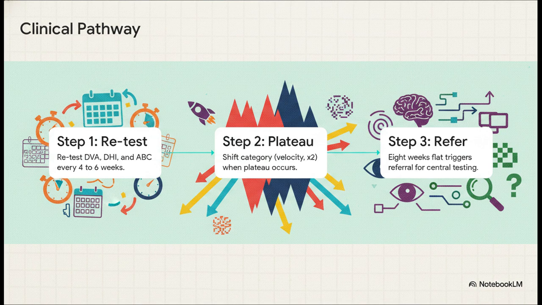To make this totally actionable on the clinic floor, here are your 3 steps. Step 1, retest DVA, DHI, and ABC every 4 to 6 weeks. Step 2, remember a plateau triggers a category shift. So push velocity, use 2x2 viewing, or add busy backgrounds. And step 3, if they are flat at 8 weeks, refer them out for vHIT and central testing.